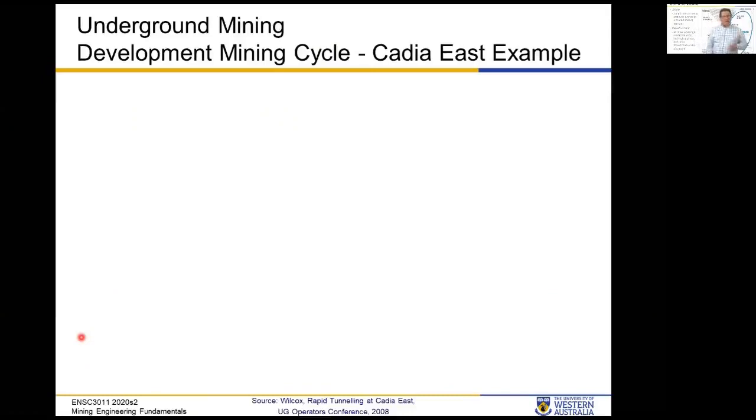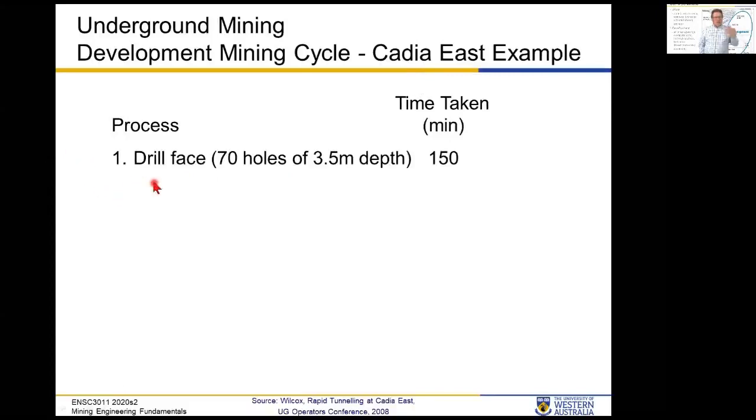So let's look at this cycle which we've been describing, using an example of Cadia East, which is a large copper gold deposit in New South Wales, at the actual times and so on. How long does this cycle take, for instance? So they had a cycle with drilling the face, took them 2.5 hours. And you notice they're going 3.5 meters deep. Charge, which means load of explosives and blast.